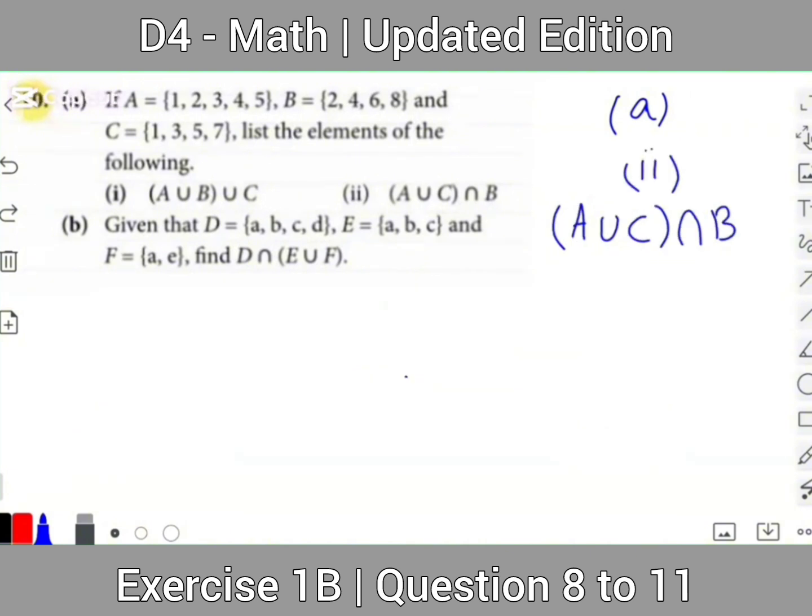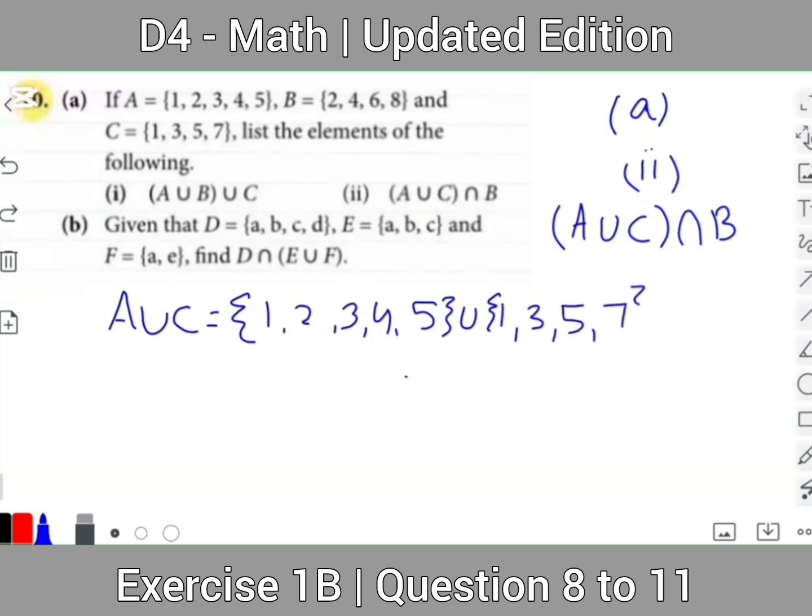In the part 2, we have to find out A union C intersection B. For this, first we will find out A union C. The set A is 1, 2, 3, 4, and 5. Union, and the set C is 1, 3, 5, and 7. So we just have to put the elements of both the sets together. So here we have 1, 2, 3, 4, 5, and 7. So the A union C is equals to 1, 2, 3, 4, 5, and 7.